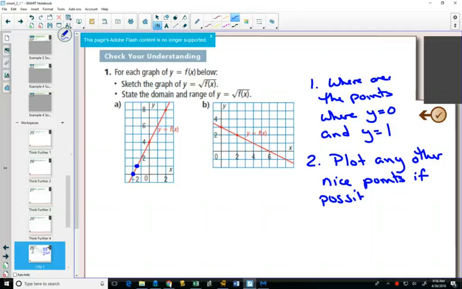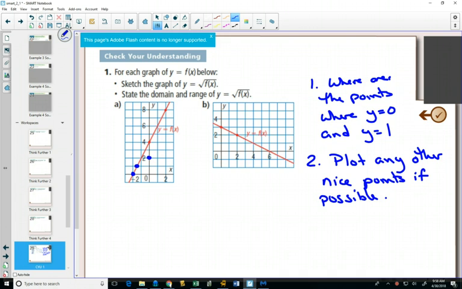Now this one's if possible. Sometimes this doesn't happen, that you have any other nice points. But plot any other nice points if possible. Like I know I can take the square root of 4. I know I can take the square root of 9. So does another nice point appear on this one? Sure enough, I have 0, 4. So I'm going to have 0, 2.